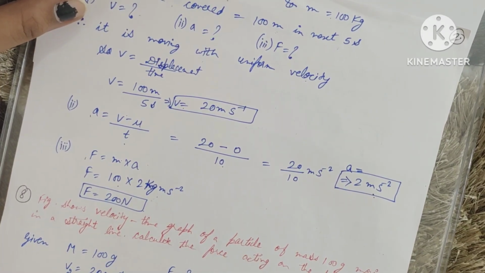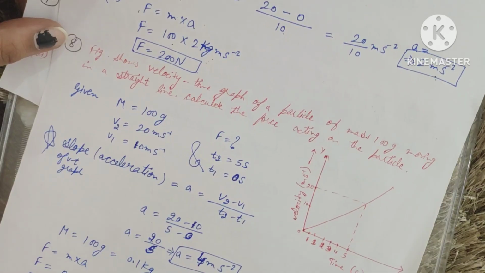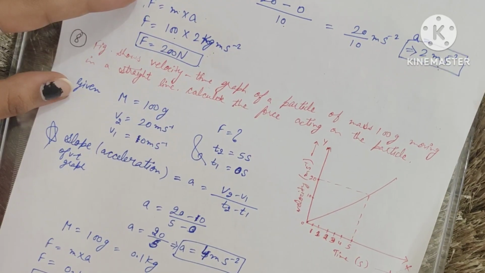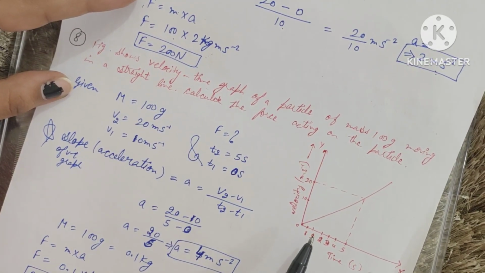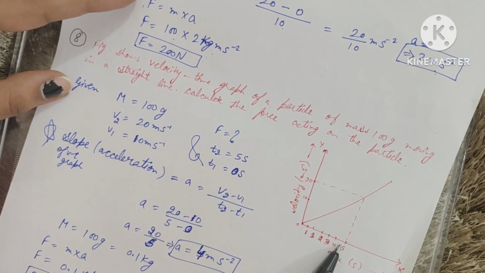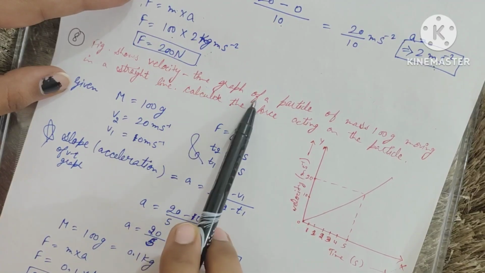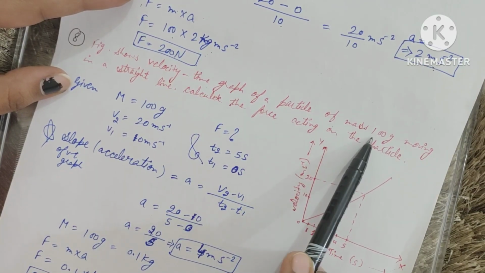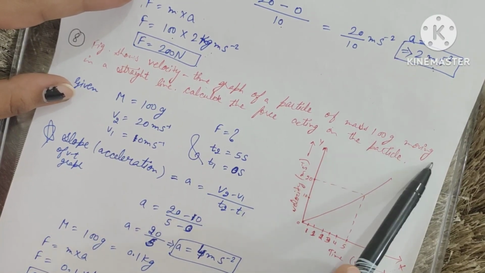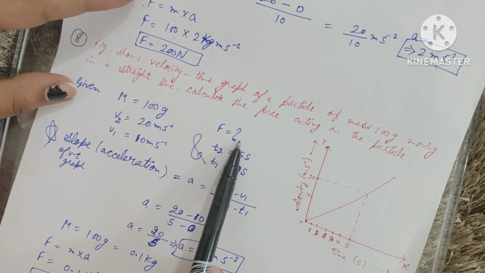Now the statement number 8. What is in the 8th question? The figure shows the velocity time graph. This is the given statement in the question. The figure is also provided. So this is showing the velocity time graph of the particle which is having the mass 100 gram, which is moving in a straight line. We have to calculate the force acting on the particle. Force we have to find out.